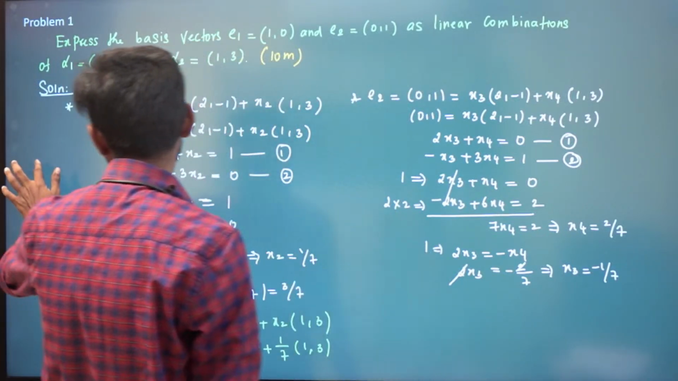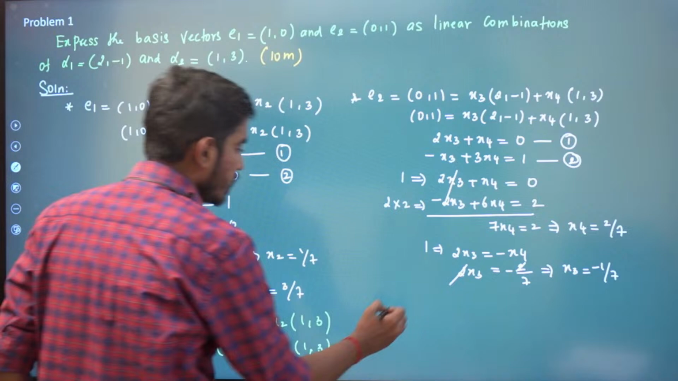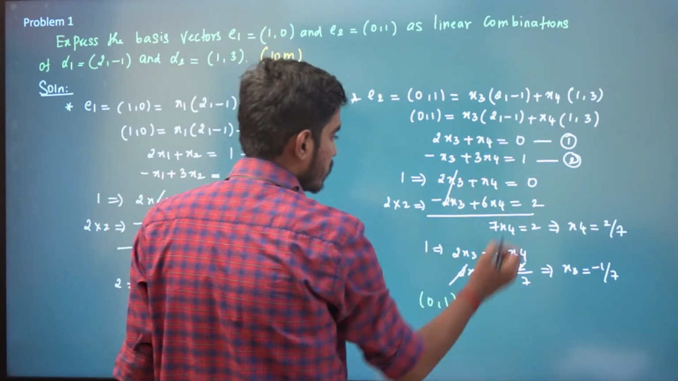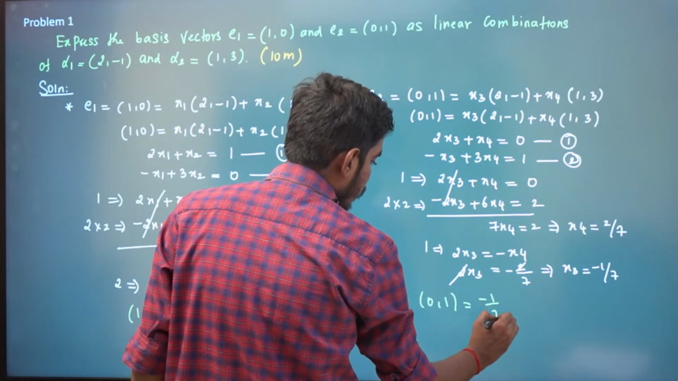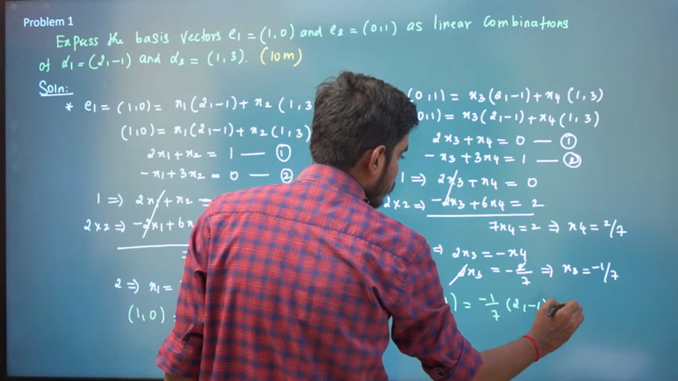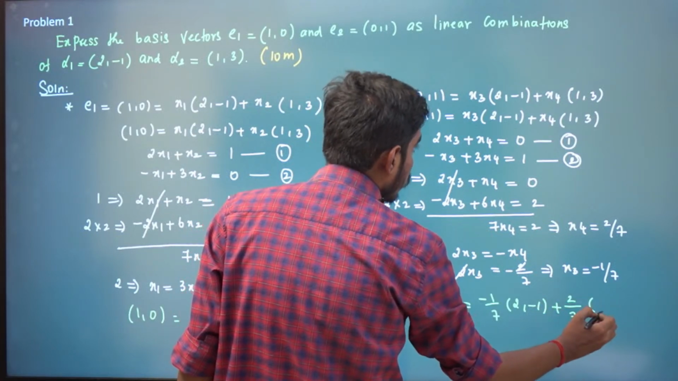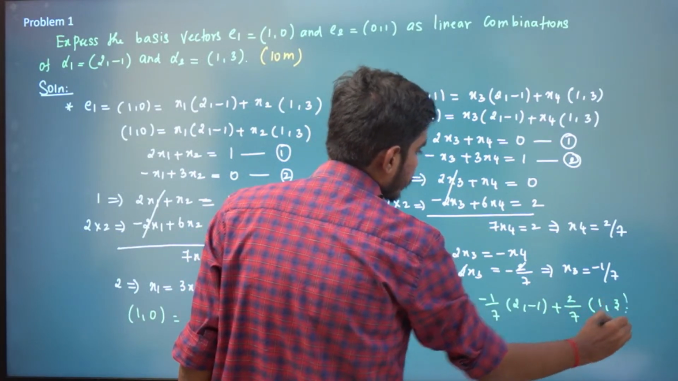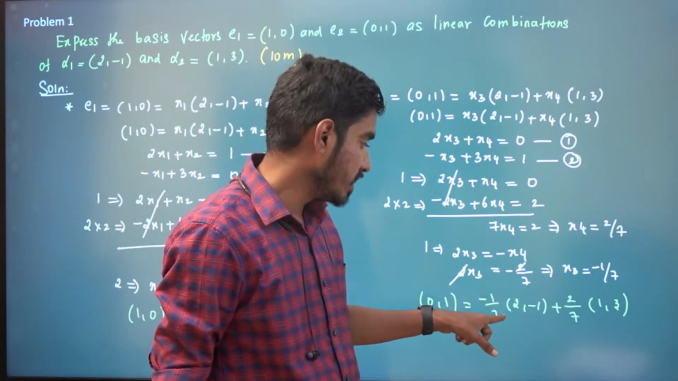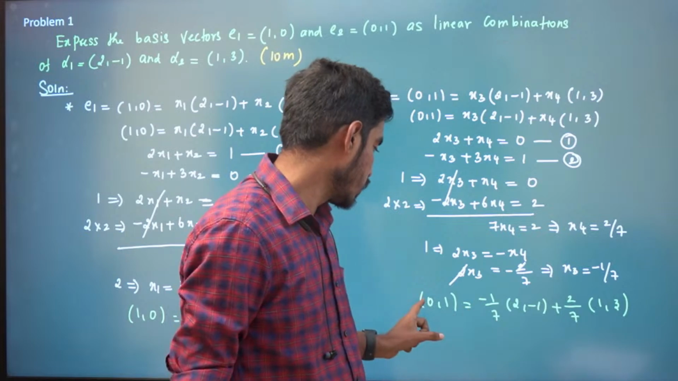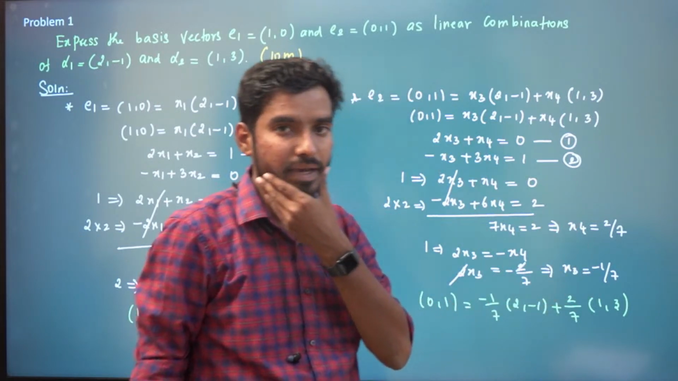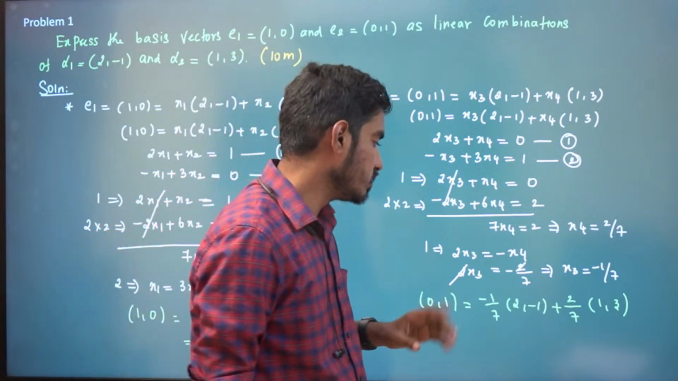So we have expressed (0, 1) as a linear combination of x3 is minus 1 by 7 times (2, minus 1), plus x4 is 2 by 7 times (1, 3). You can check this. Minus 1 by 7 times 2 is minus 2 by 7 plus 2 by 7, which is 0. And here we have 1 by 7 plus 6 by 7, which is 7 by 7, which is equal to 1.